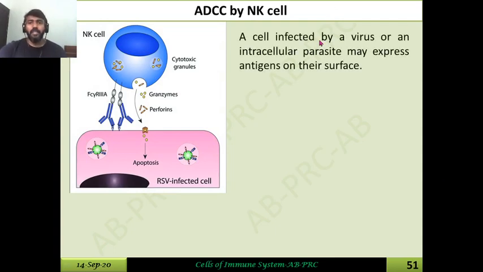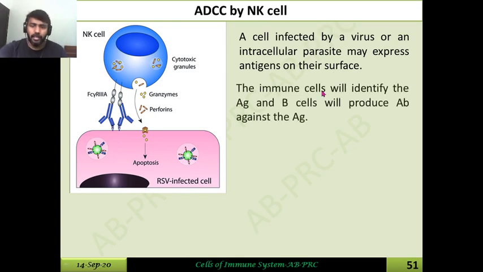So this image will give you a detailed idea about ADCC. A cell infected by a virus or an intracellular parasite may express certain antigens on its surface. You can see there are certain antigens expressed on the surface of this target cell, which is a viral infected cell. The immune cells will identify the antigen and the B cells will produce antibodies against the antigen. That already we know that mechanism.